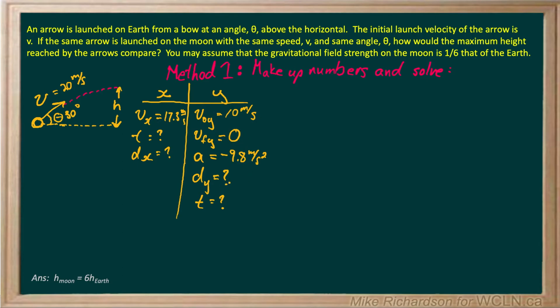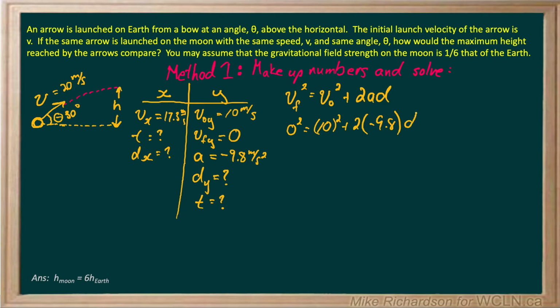So if I'm trying to find dy, let's just stay in the y column and solve for dy using an equation that doesn't have time in it. And that equation looks like this. V final squared is V initial squared plus 2AD. Now we know V final, 0. We've made up a number for V initial. Remember my speed was 20 and 20 sine 30 gave us 10. So my initial velocity in the y is 10. Got to square that. 2 times -9.8.